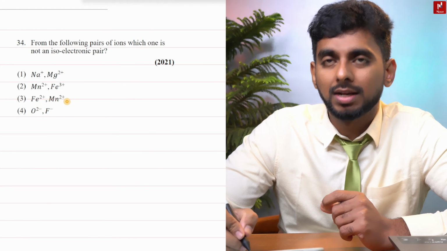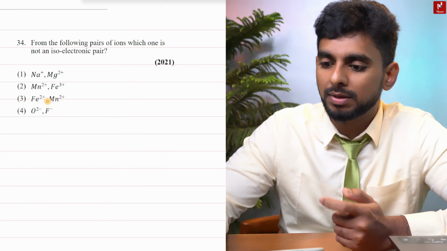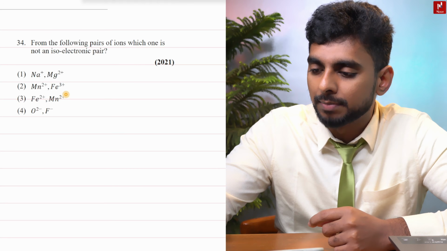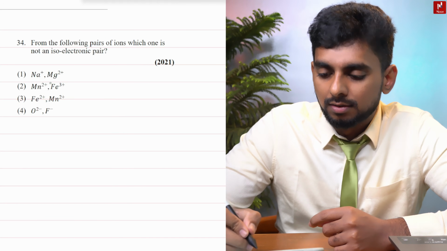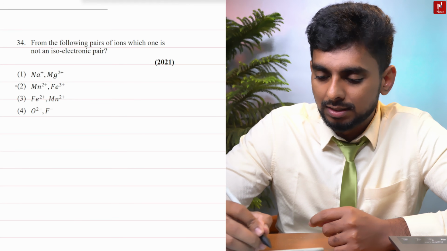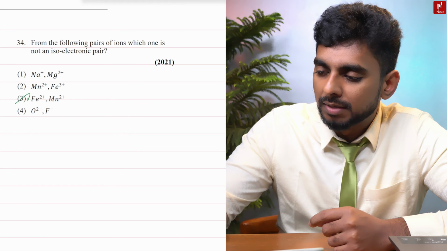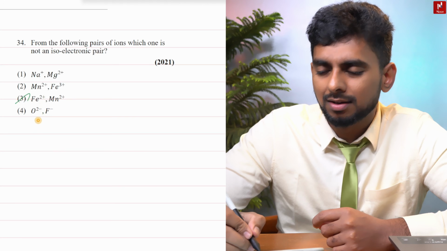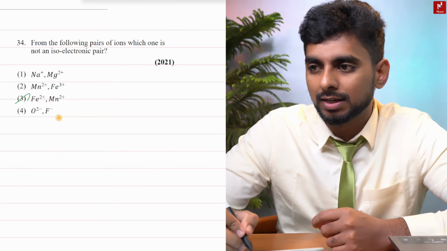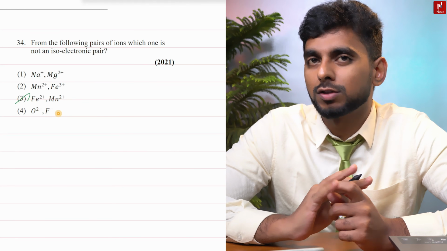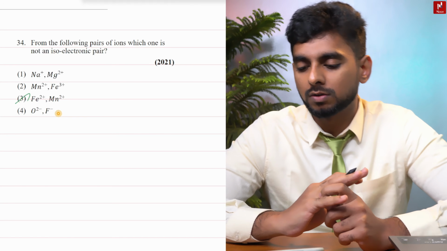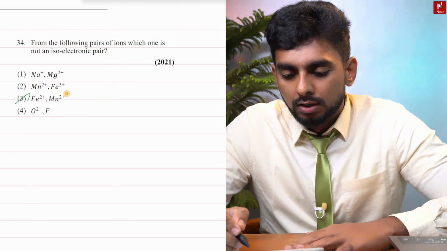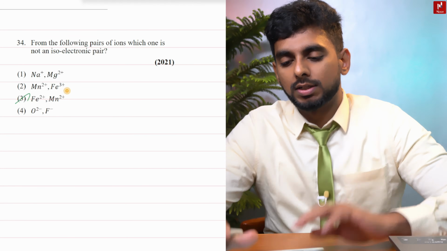Then Fe2 plus and Mn2 plus. So obviously, this should be my answer, right? These are not an isoelectronic pair because I've already explained the reason in option 2. Therefore, option 3 will not be an isoelectronic pair. So that will be my answer. If you consider O2 minus and then the F minus, that produces noble gas configuration. Both will have the same electrons in them, right? So it has to be clear. Simple one. Let's move to the next question.